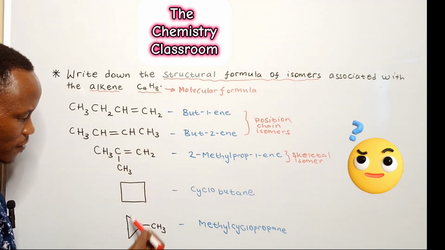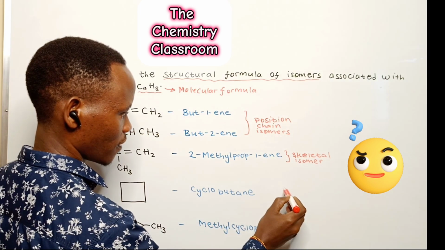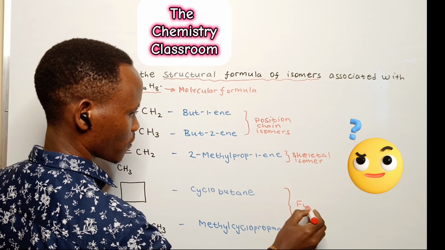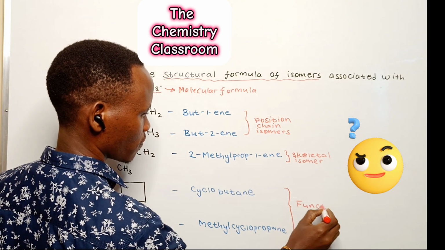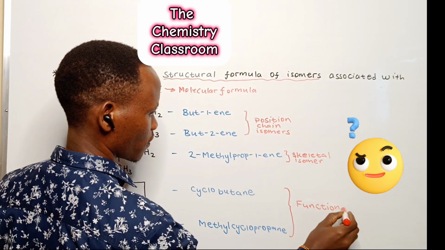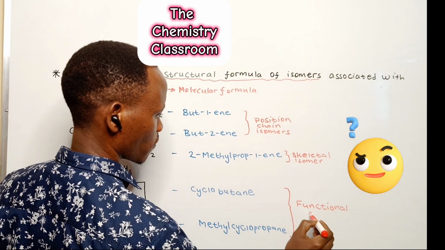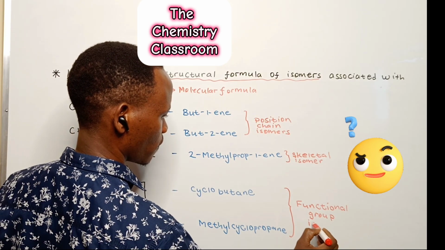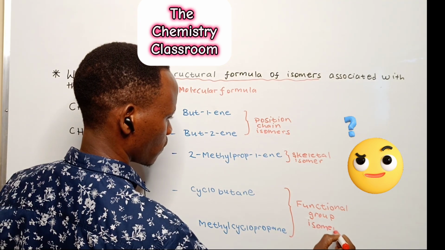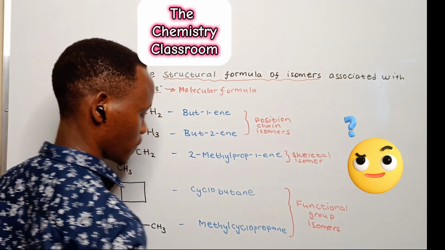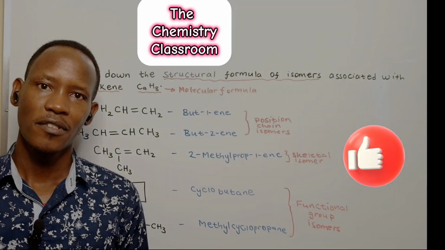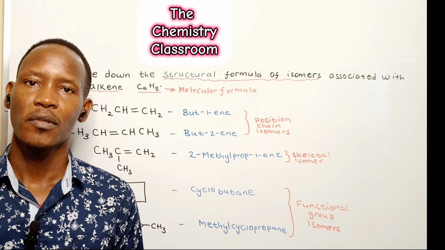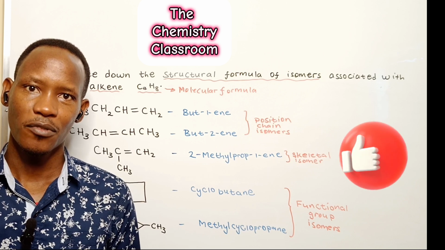And finally, the last two, since they have different functional group as compared to the first two, are what we can call functional group isomers.